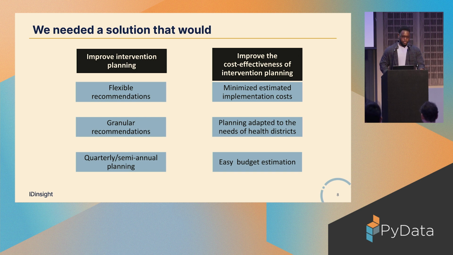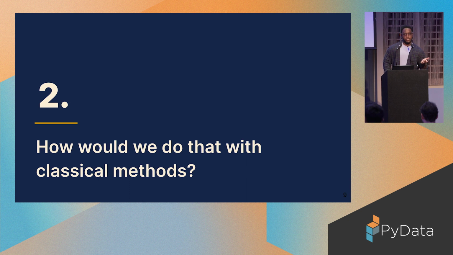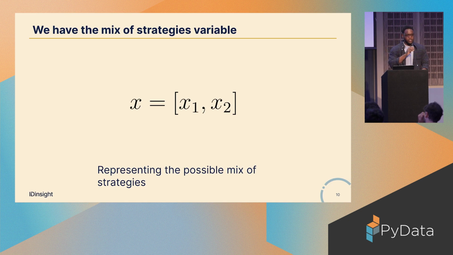That approach with classical methods like brute force and a simple algorithm. And for that, I'll give a simple example. Let's say we want to plan those interventions in only one district. We can represent the strategies variable here by the vector x, which is basically representing the possible mix of strategies we need to implement those interventions.